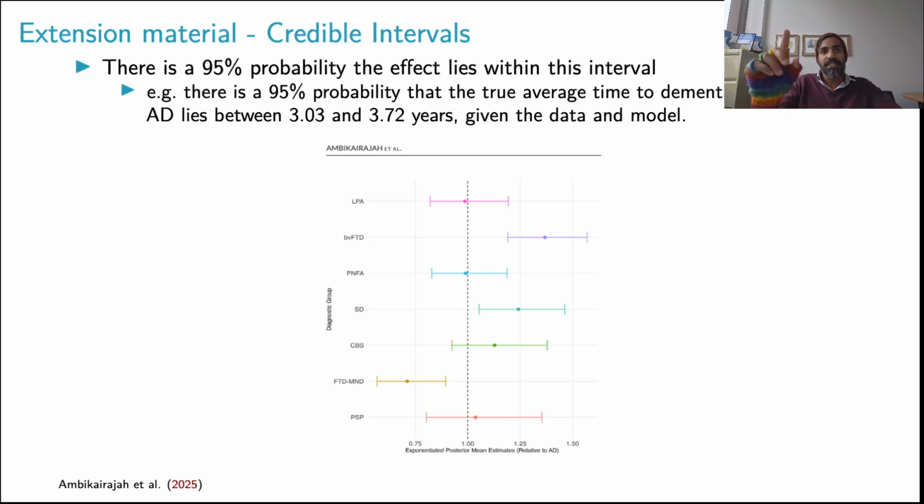So in this example, this is a study that was looking at differences in dementia timeline for different groups. And for Alzheimer's disease, I found that there is a 95% probability that the true average time to dementia diagnosis for Alzheimer's disease lies between 3.03 and 3.72 years given the data in the model. So we can make direct probability statements using the credible intervals.